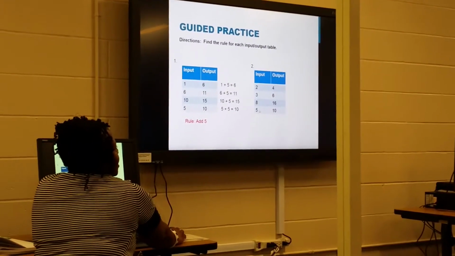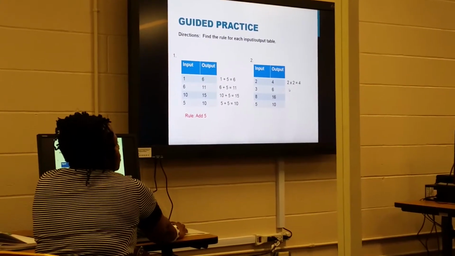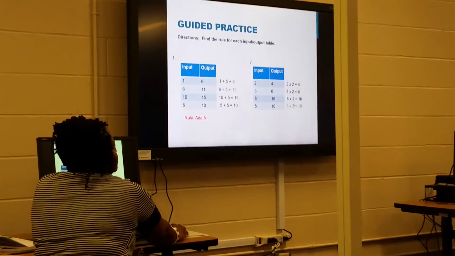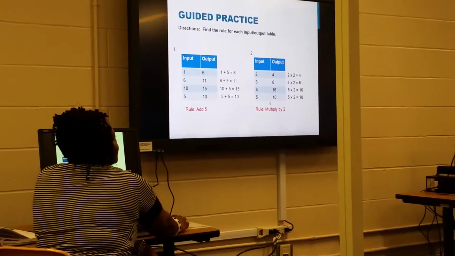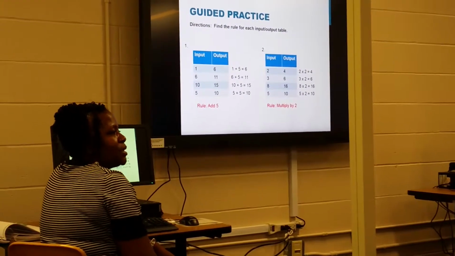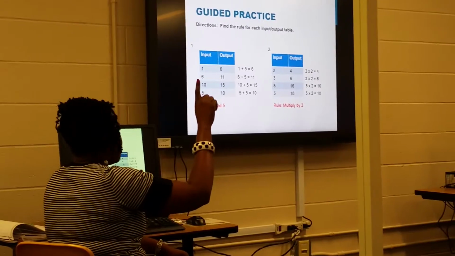2 times 8 equals 16, and 5 times 2 equals 10. That looks like the rule. 2 times 2, 3 times 2, 8 times 2, 5 times 2. So the rule is multiply by 2. You have to figure out the rule, and it has to be only one rule.